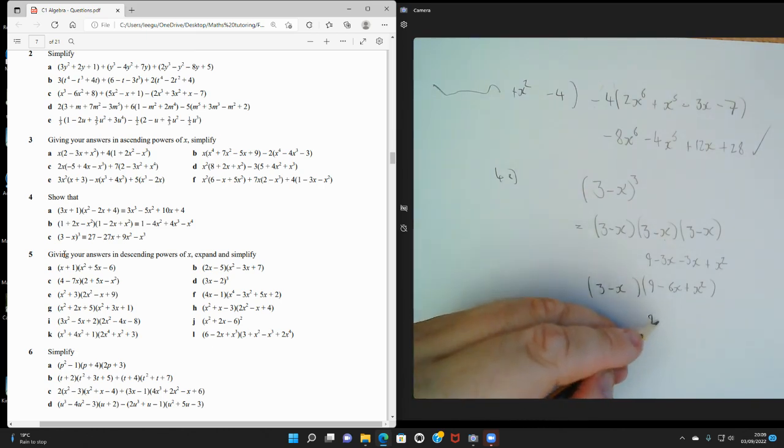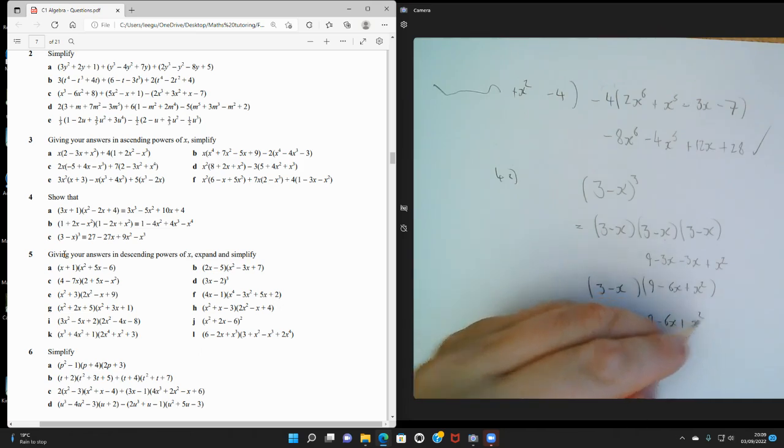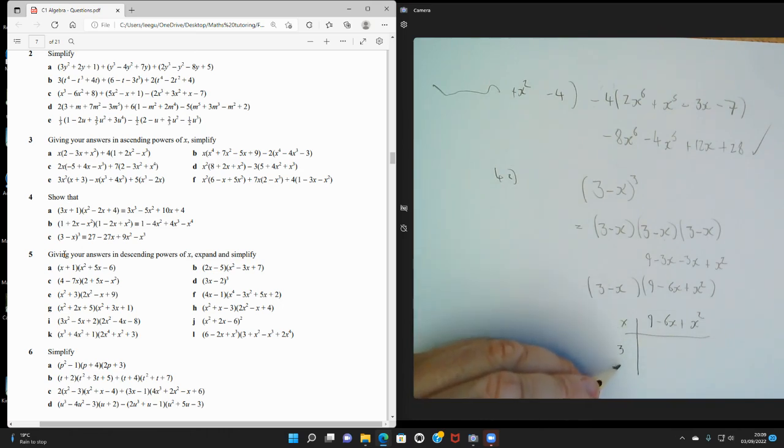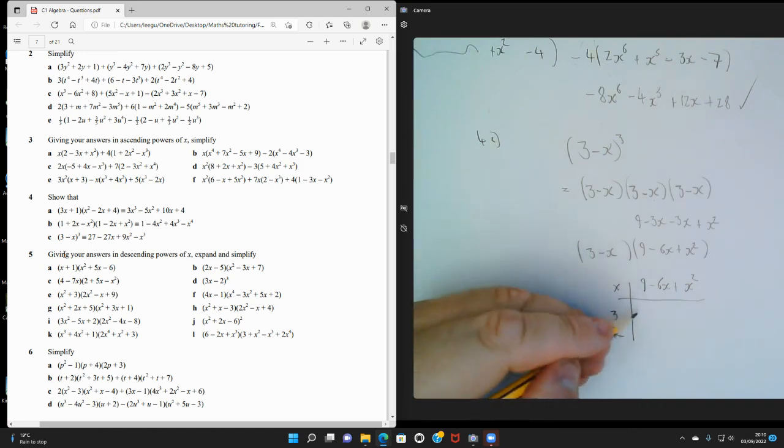You don't have to do it with the grid if you don't like. It's just I've become accustomed to doing it in this manner, so you can do it however you wish, but I would multiply that out using a grid. I just like the way it systematically organizes it, and it helps me to make sure that I haven't missed a term. So 3 times 9 is 27.